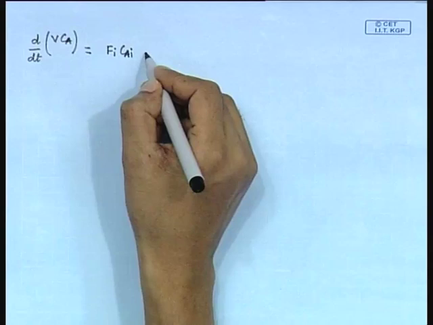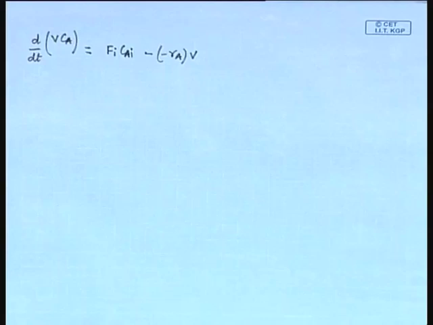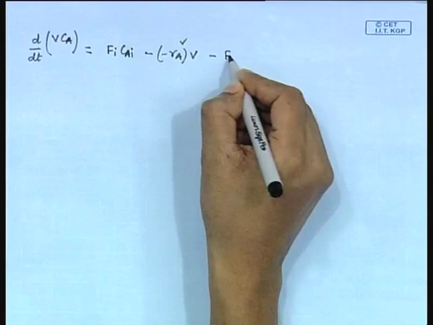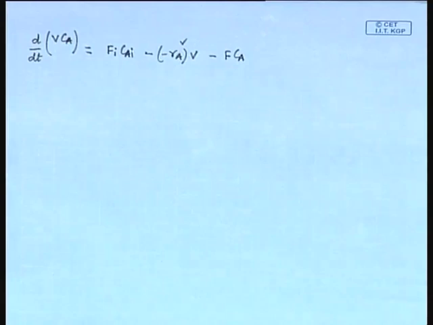Now what is the generation? Minus Ra into V. See, minus Ra is the rate of disappearance of A. If we multiply with minus sign, then we get the generation. Fine. Minus Ra is the rate of disappearance of A. So if we multiply with minus, then that becomes generation. And what is the output? Output is F multiplied by concentration of output stream, that is CA. So from the conservation principle, we got this equation.